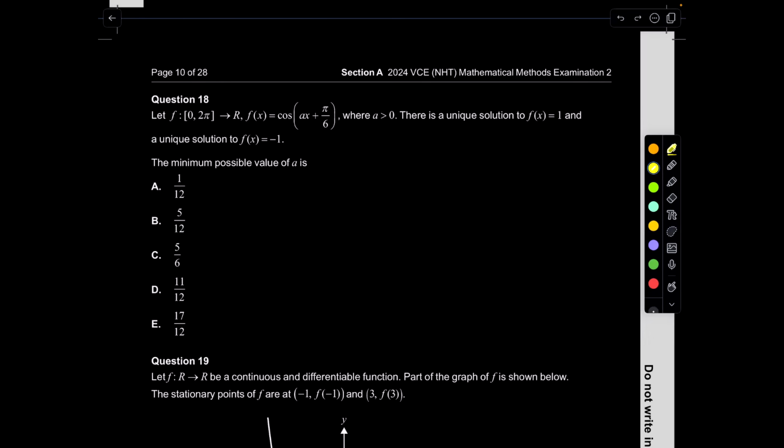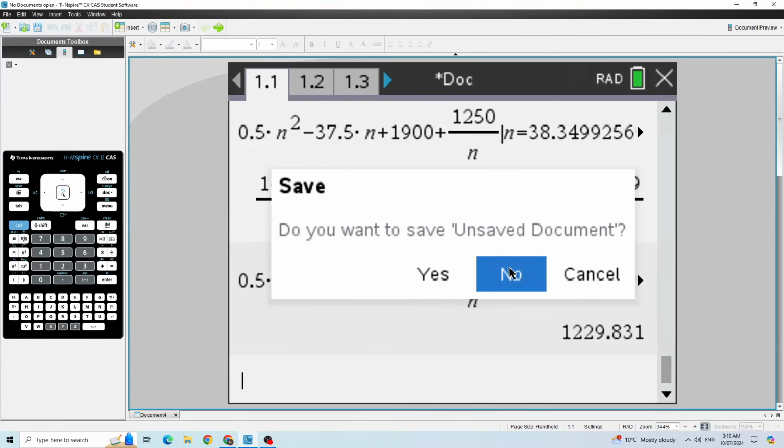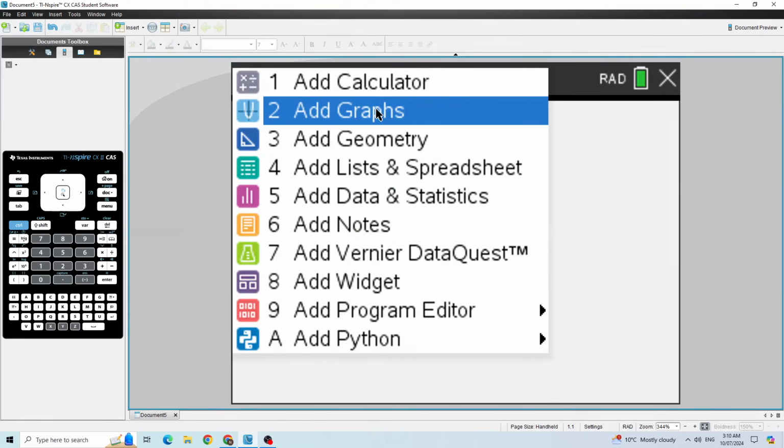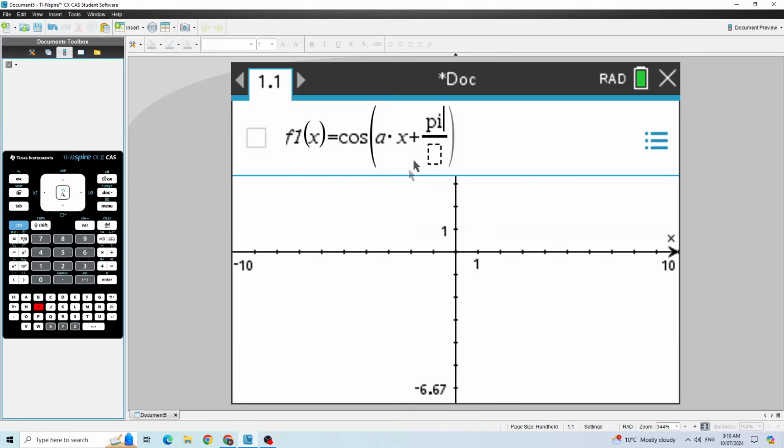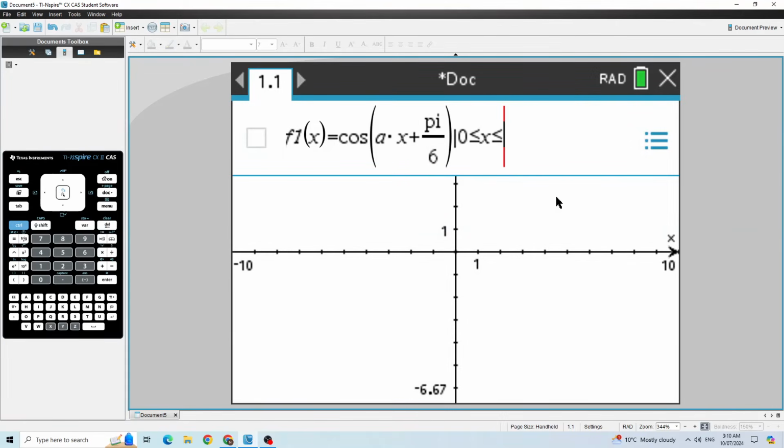And that's actually quite easy because it says find the minimum possible value of a. You're given 5 options, so you can sub them in, look at your CAS and see if they do intersect. So let's do that right now. Go on our CAS and let's graph them. So graph cosine of a times x plus pi ln 6 from 0 to 2 pi. Beautiful.